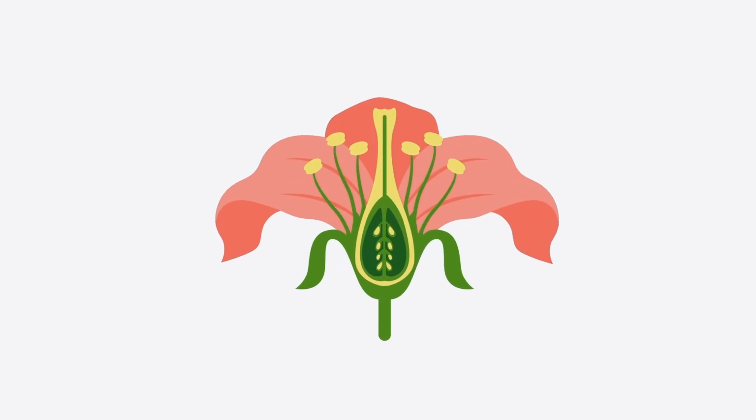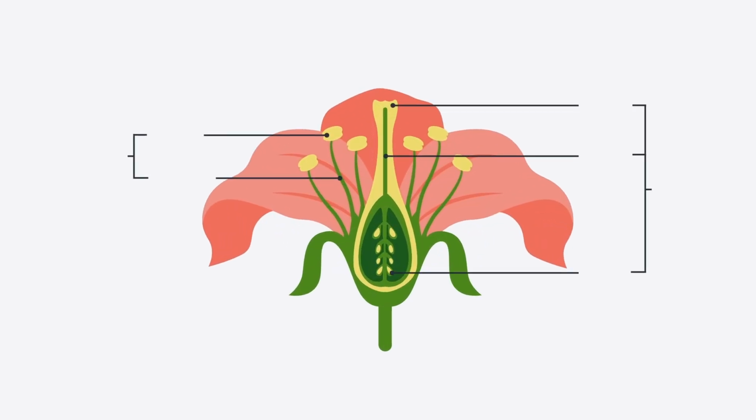Let's begin with a definition of pollination. Pollination is the transfer of pollen grains from the anther, the pollen-producing part of the stamen, to the stigma, the pollen-receiving surface of the pistil. Once you know that, you can sort pollination into two main types.